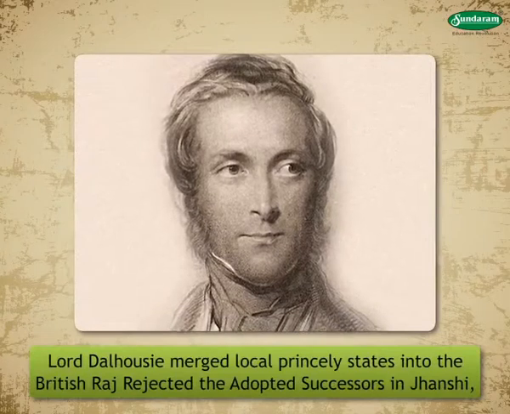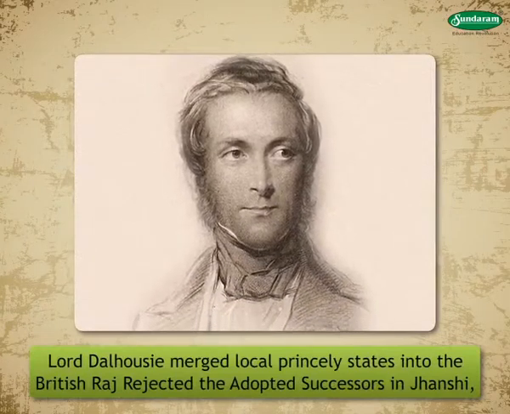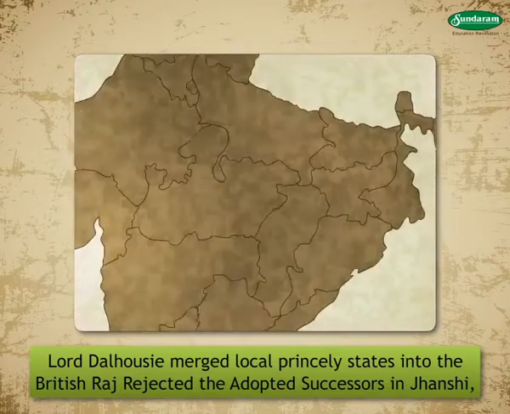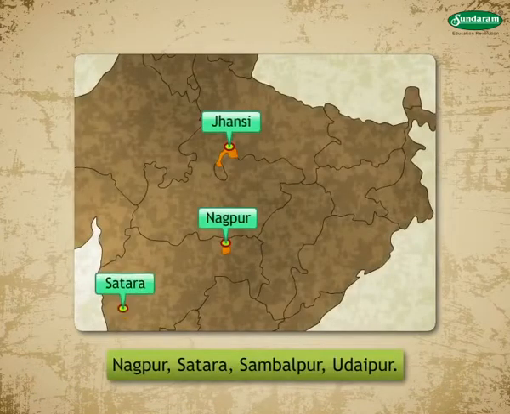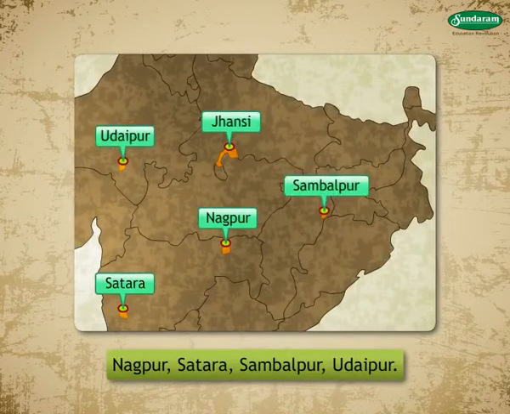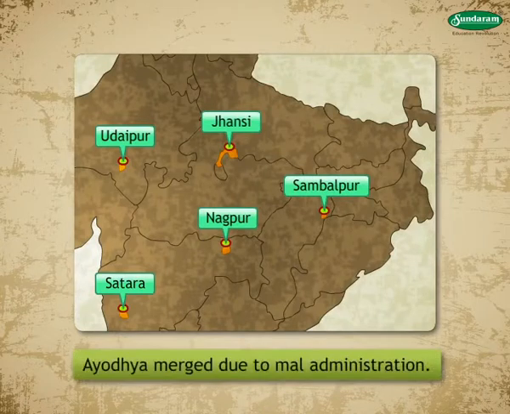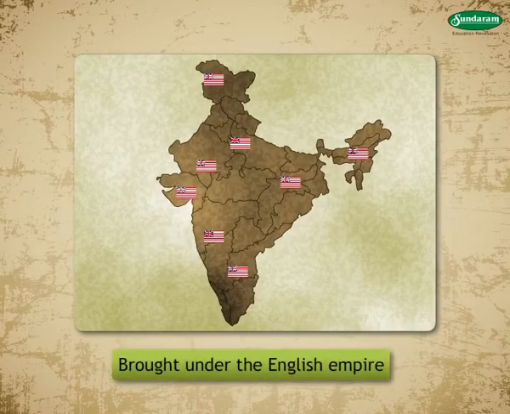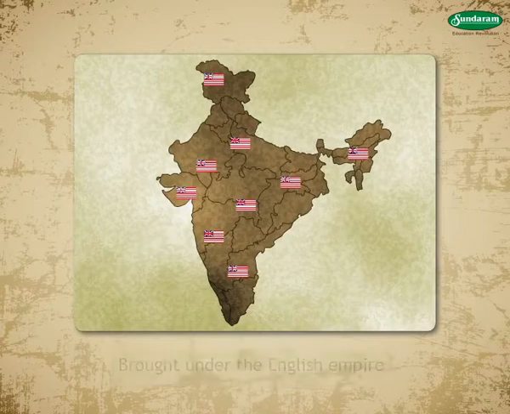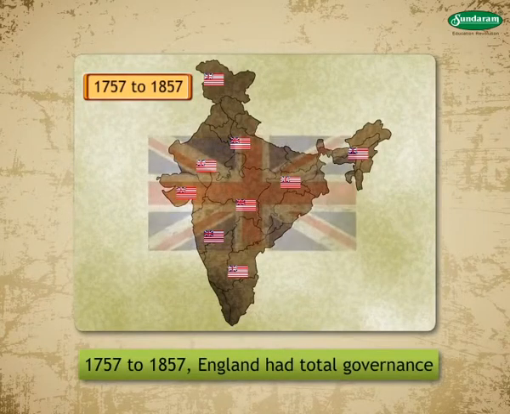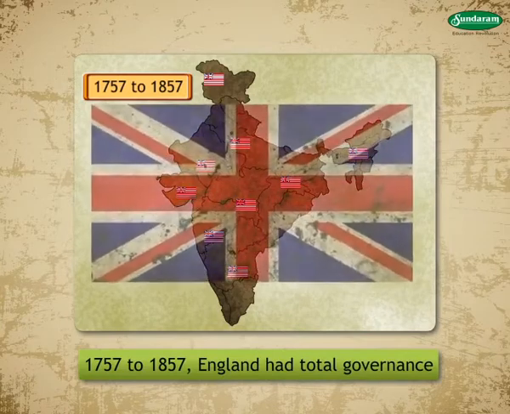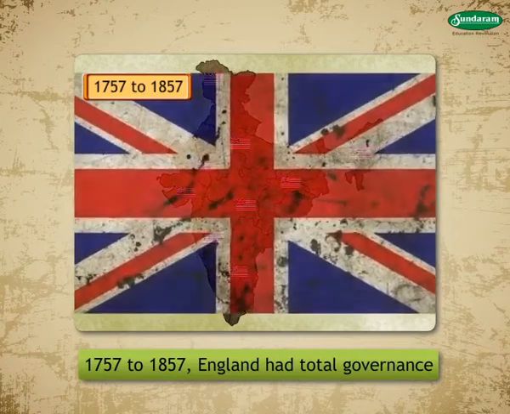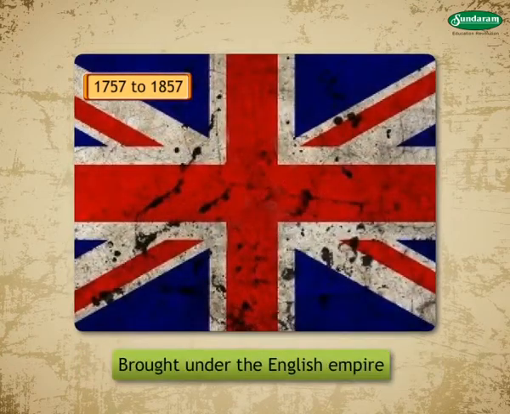Lord Dalhousie undertook the mission of merging the local princely states into the British Raj by rejecting the adopted successors in Jhansi, Nagpur, Satara, Sambalpur, Udaipur, etc. The state of Ayodhya was merged under the pretext of maladministration there. Some other states were deprived of the periodic tributes and brought under the English Empire. Thus, in the 100 years between 1757 and 1857, England had almost the entire region of India under its total governance.